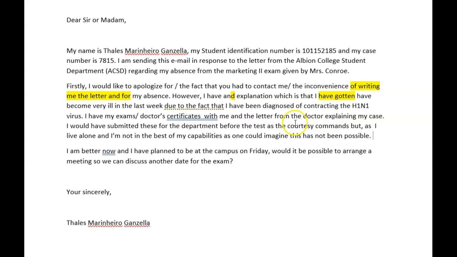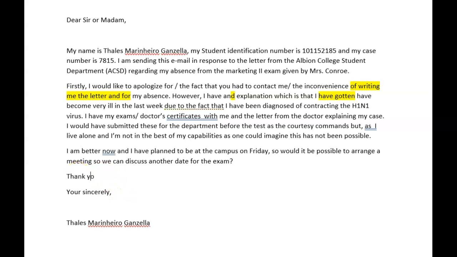Okay, so let me read this to you. I would have submitted them as a courtesy, but as I live alone and I'm not to the best of my capabilities, as one can imagine, this has not been possible. You need to finish off the sentence with this. It's a nice, complex sentence, very good. I'm better now, and I plan to be at the campus on Friday, so link it together. Would it be possible to arrange a meeting so we can discuss it? Yeah, very nice. Good, okay.